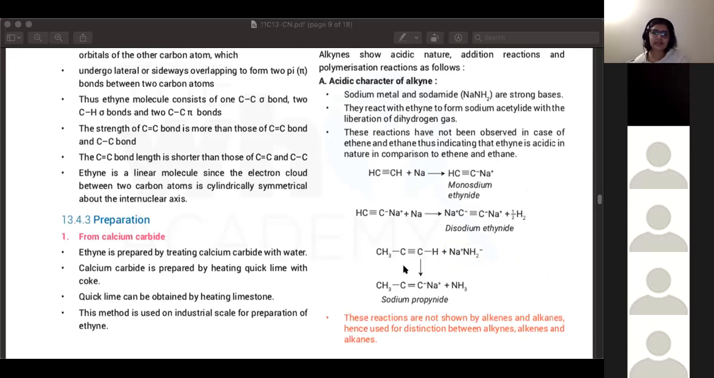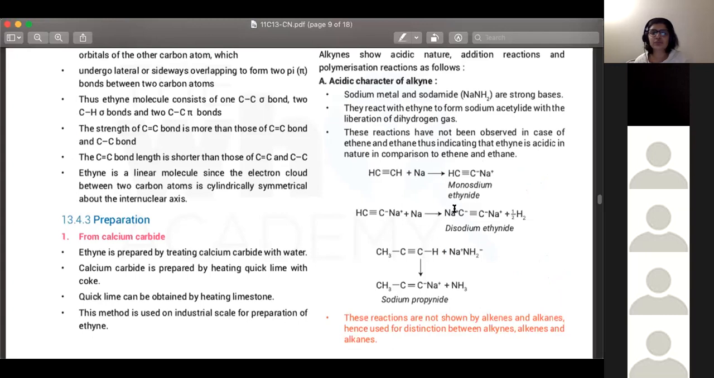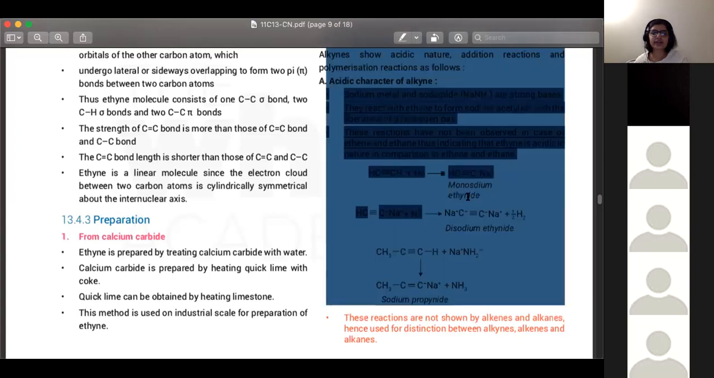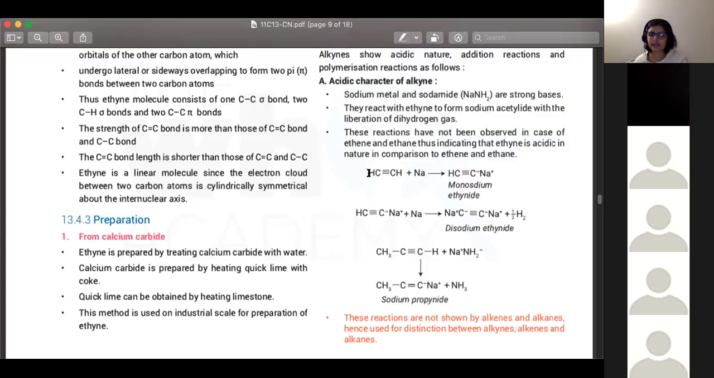So basically, alkynes react with really strong bases, sodium metal, NaNH2, to release hydrogen gas, which is a characteristic of acidic substances. Okay. So alkenes and alkanes don't have that acidic hydrogen, which is why it's used for the distinction between alkynes, alkenes, and alkanes. So reaction with sodium metal gives you an idea that this is an alkyne.